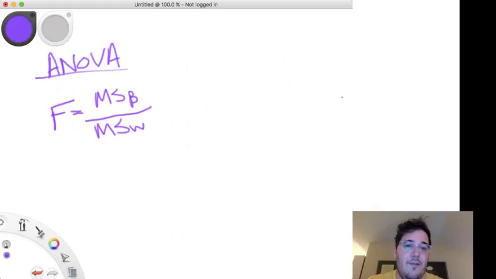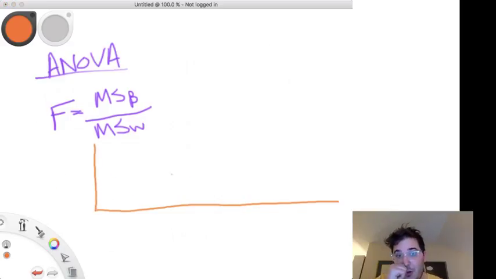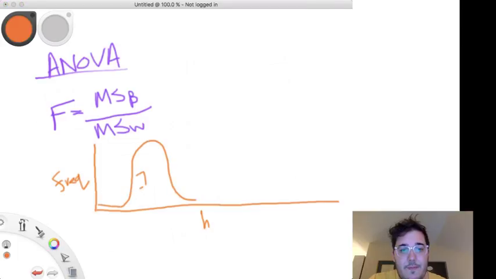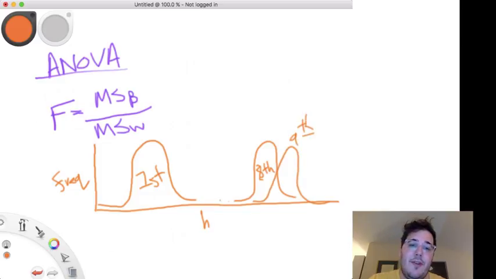If you are in my recitation, you'll be sick of this example, but think of height and grade, where I want to know if the grade I'm in school predicts my height. Here's my height, here's my frequency, and then I have 3 distributions, right? I have first graders, 8th graders, and 9th graders. Just by the way I drew it, you can tell that maybe there's some overlap between 8th and 9th graders. So I don't know if they're different, but maybe they are.